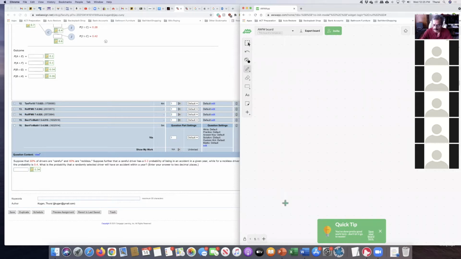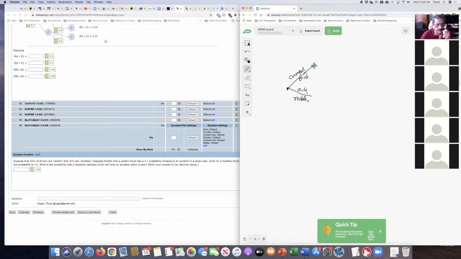Okay, begin with the root and two branches: careful, and the complement of careful, which is reckless. The probability for a randomly selected person to be careful is 0.6, 60%. The other one is 0.4.